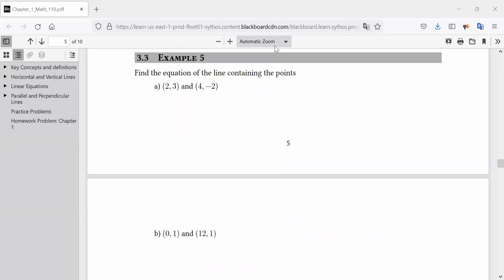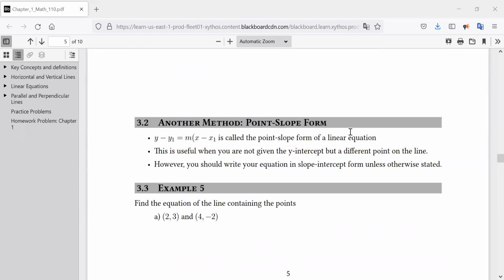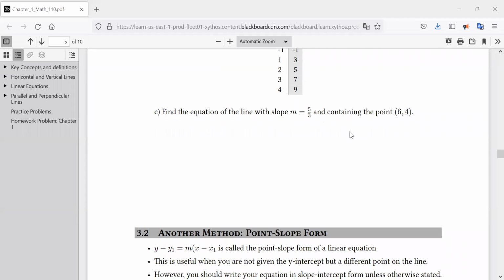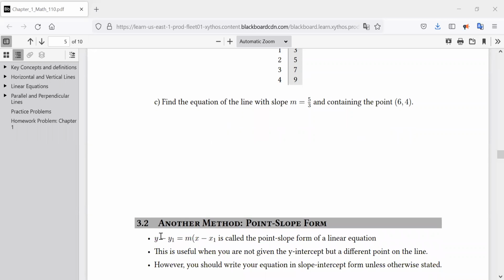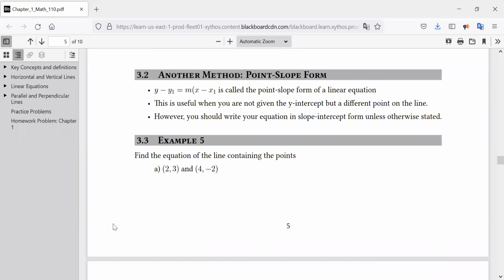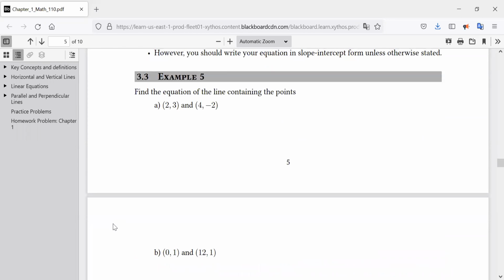Also, if you're just given a point and a slope, you can jump right into this. It doesn't require you to actually do any math. You can just plug everything right in. So it's a bit quicker, even if it hides a bit of the information.